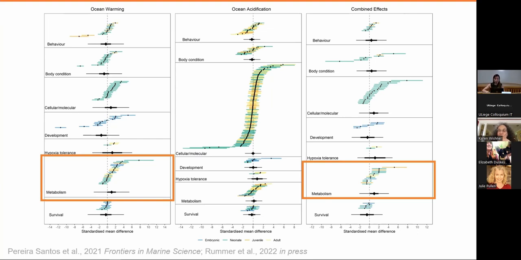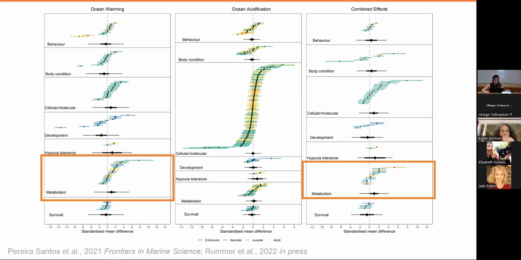Of course, we don't have any deoxygenation studies there. And then we're also not considering that there could be antagonistic interactions between these combined stressors as well. So very much some knowledge gaps highlighted here and areas for further investigation.